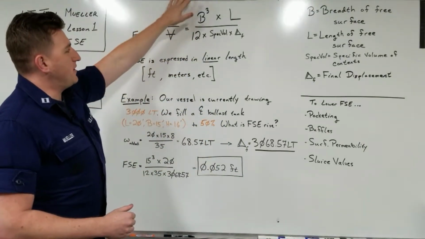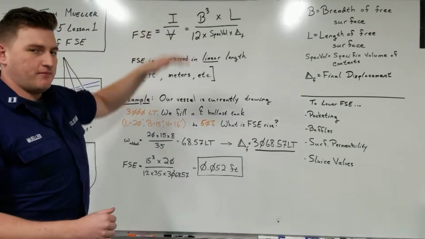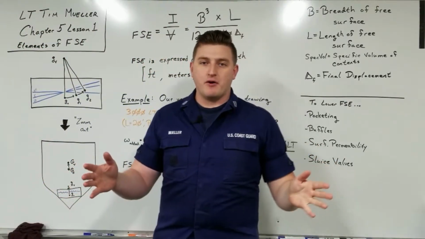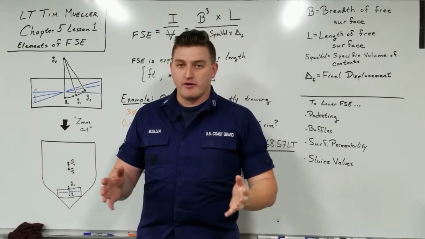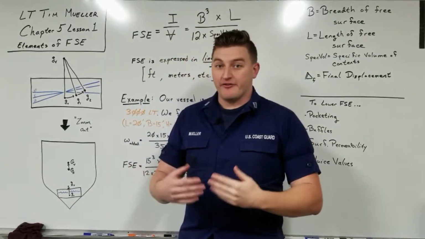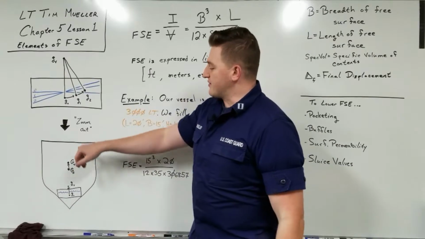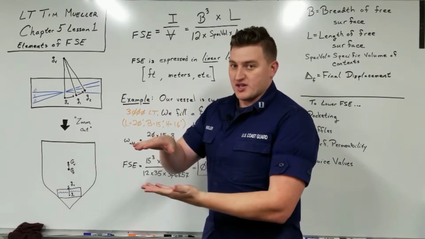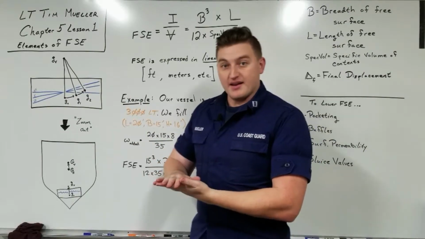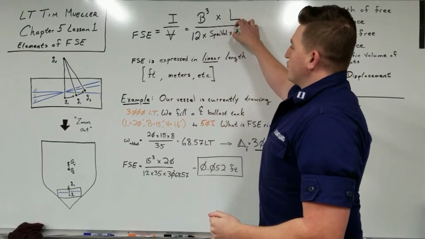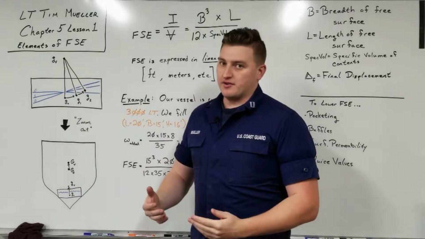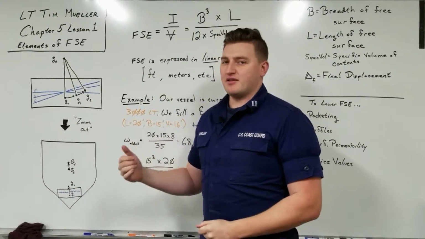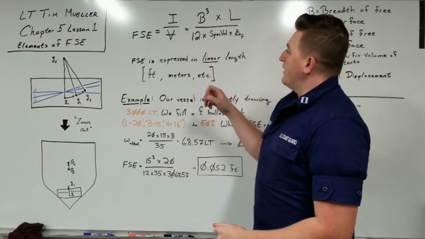If we increase B, free surface effect is going to go up. So a longer width of a tank or width of a compartment that's flooded out is going to have more of an influence on free surface effect. Therefore, a larger rise in that center of gravity, which furthermore reduces our GM, getting us closer and closer to instability. If we increase L, it's also going to increase the KG, decrease our GM, but not nearly as much as if we increase B.